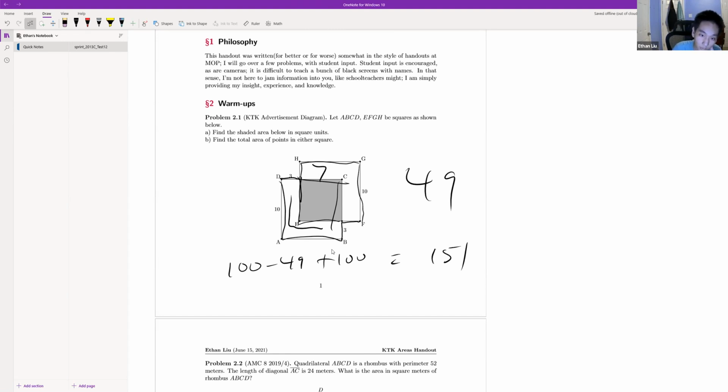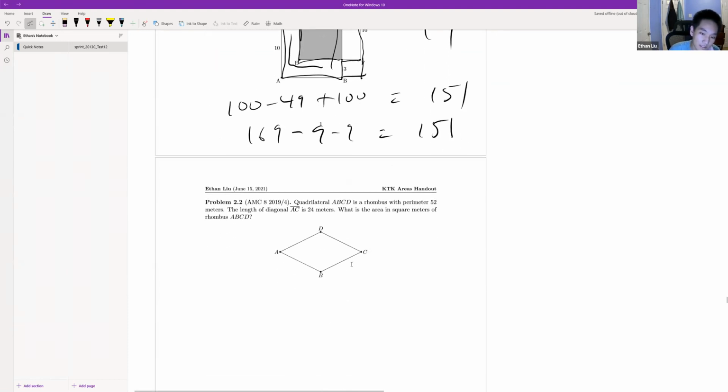Alternatively, you can do this another way. You can instead extend this and subtract away the 2 squares. That would be 169, which is 13 squared. Then we'd subtract away 9 twice, and we'd get 151 as well. And then this is another warm-up.